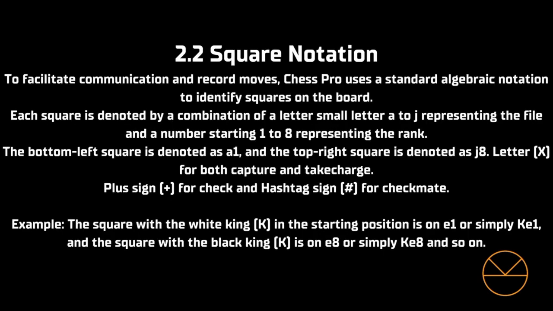Letter X for both capture and take charge. Plus sign for check and hash sign for checkmate. Example: the square with the white king K in the starting position is E1, or simply K1, and the square with the black king K is E8, or simply K8, and so on.